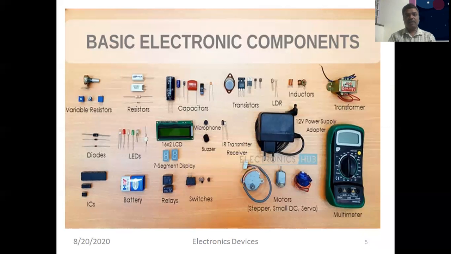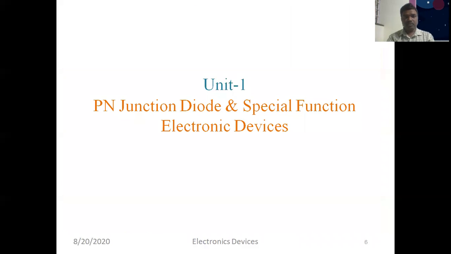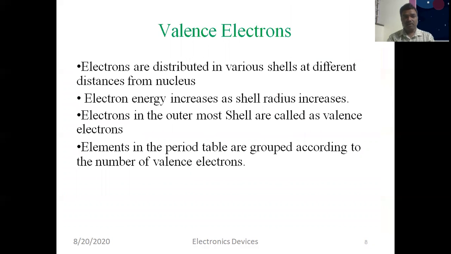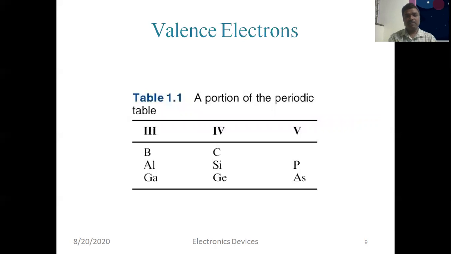These are the basic electronic components we are going to study. In unit 1, first we have the PN junction diode and its functionalities. Before studying it, you have to recollect the information on atomic structure. An atom consists of a nucleus and electrons. The nucleus has positively charged protons and neutrons. Electrons are negatively charged. Then there are valence electrons. This is just to recollect basic concepts you studied in intermediate and physics.